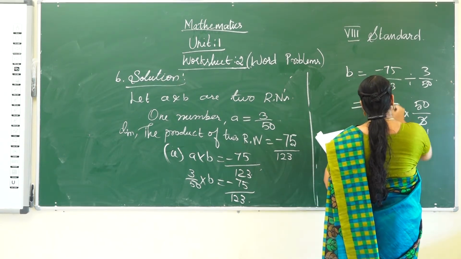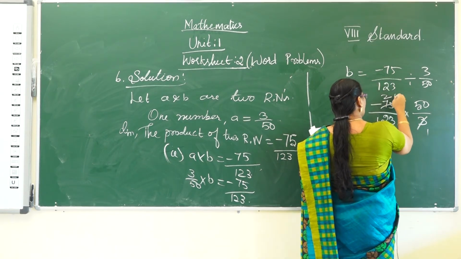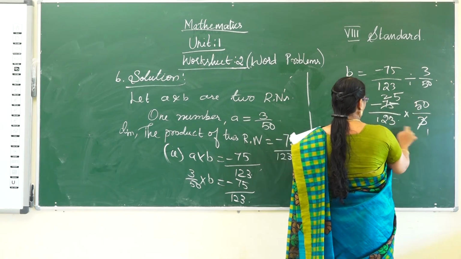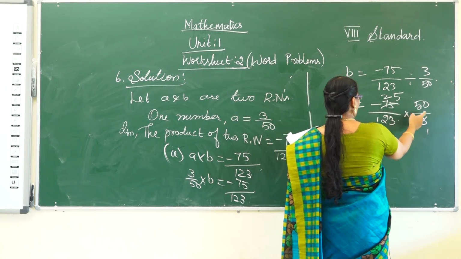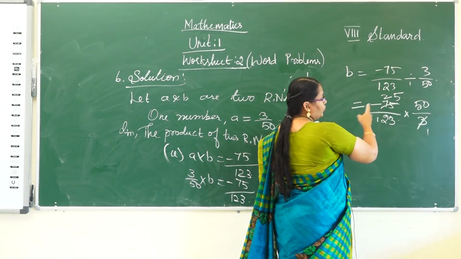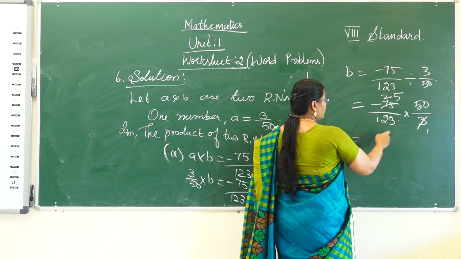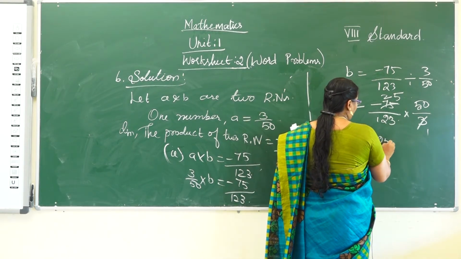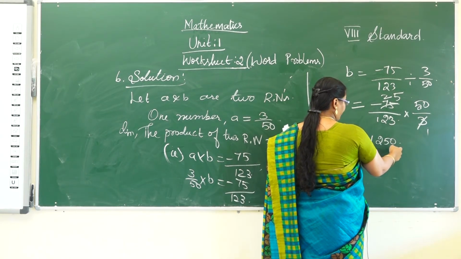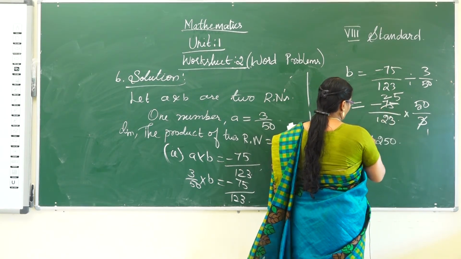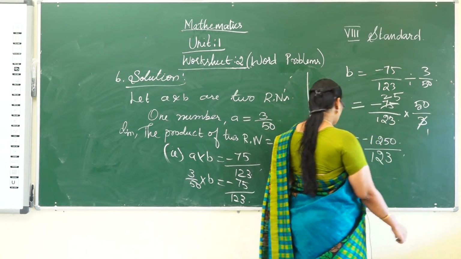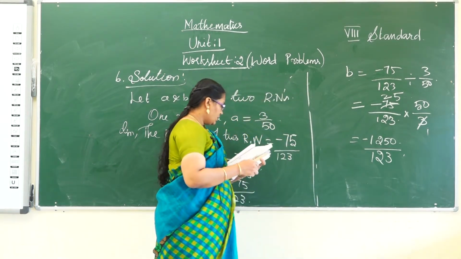So it cancels in the 3 table: 3 1s are 3, 3 2s are 6, remaining 1. So 3 5s are 15. Now multiplying the numerator and denominator: 25 5s are, what is the value? 125. Everyone knows, I hope. 25 5s are 125, so add the 0. So 1250. Minus into plus gives minus, divided by 123. That's it.